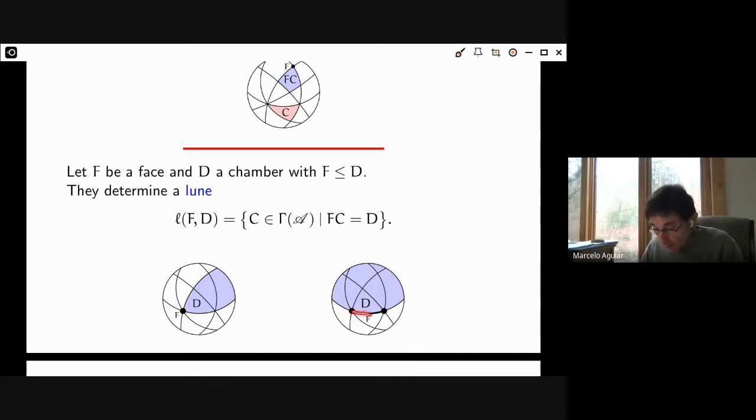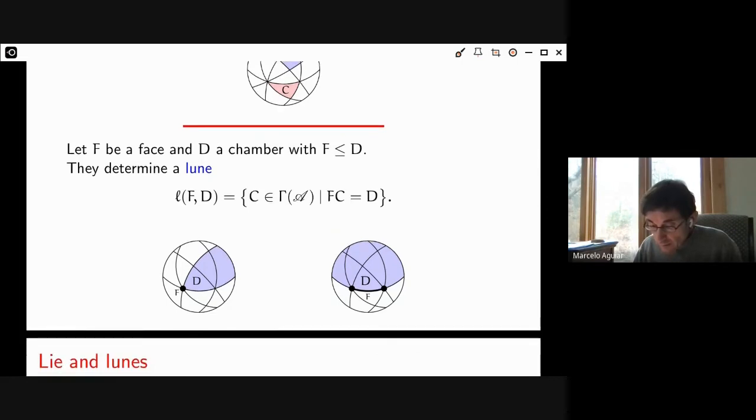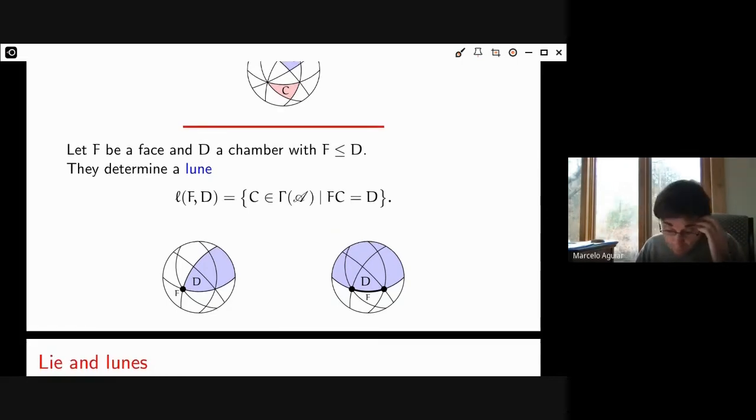Here, when F is now an edge, and this chamber contains the edge, what you get is the hemisphere that contains F on the equator, and the hemisphere that contains D. So those are examples of loons. Loons play a central role in what we do.